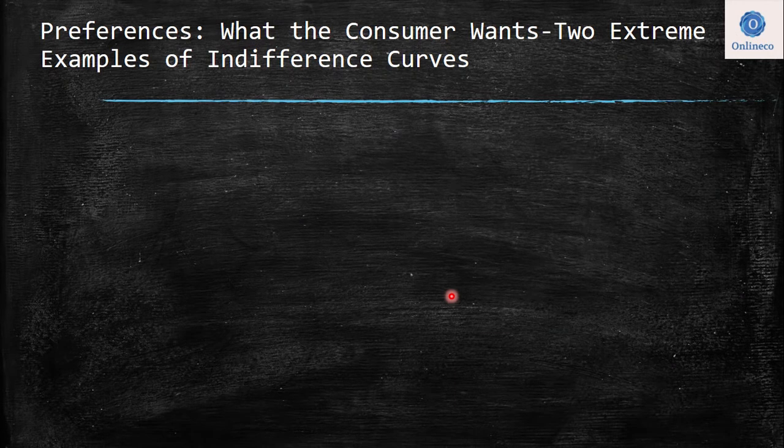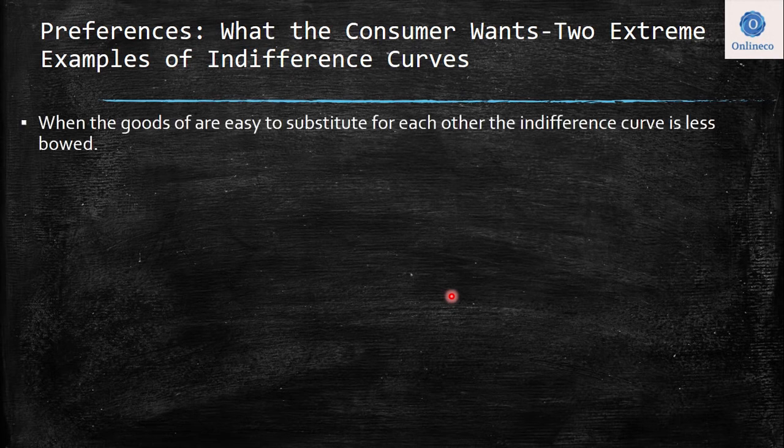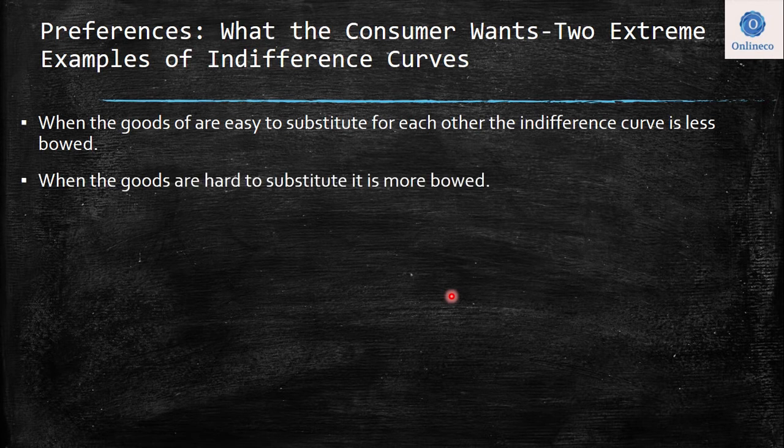Then, two extreme examples of indifference curves. We already saw that for normal goods, you always want more of one or another, and you combine them to have more middle points. When the goods are easy to substitute for each other, the indifference curve is less bowed. Why? Because when the goods are hard to substitute, it is more bowed. We will see that in order to understand better.